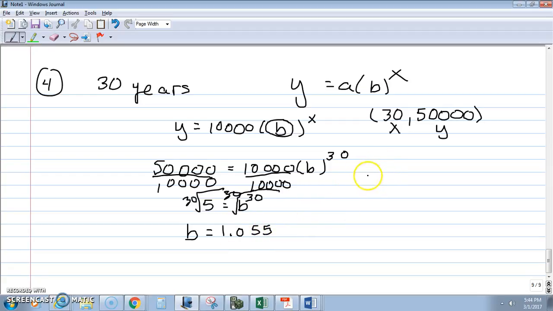If you remember, b, if we're looking at a growth rate, we can write it as 1 plus that rate. So b ends up being 1 plus 0.055. So that 0.055 is actually our percent. If we turn that into a percent, move the decimal 2 places over, he needs it at 5.5%, which is a lot more than any savings account.